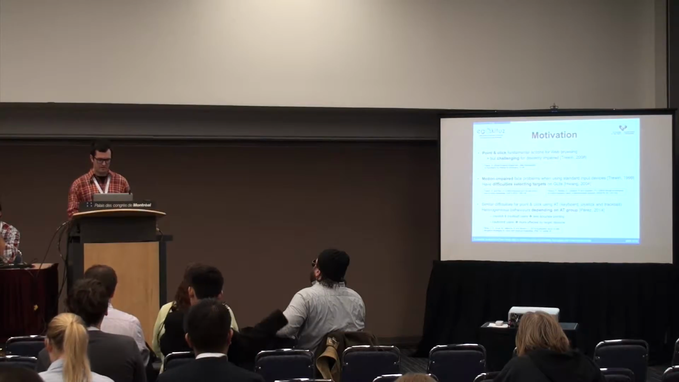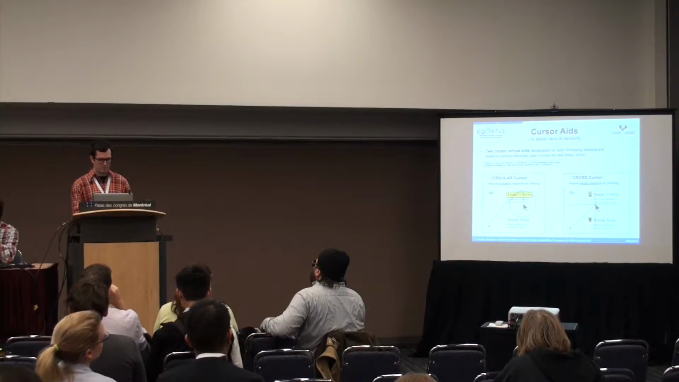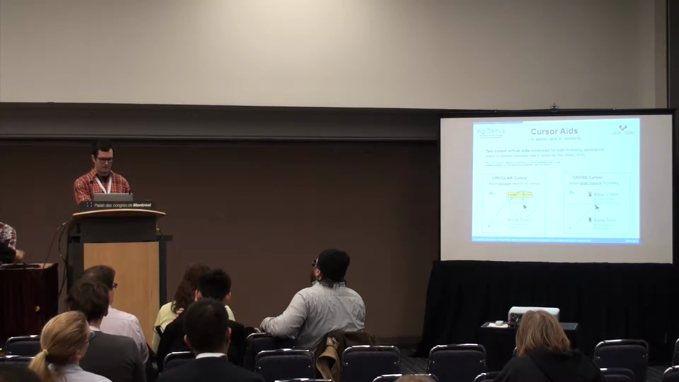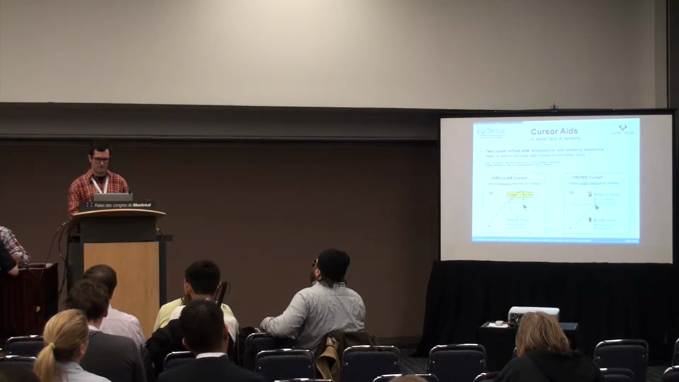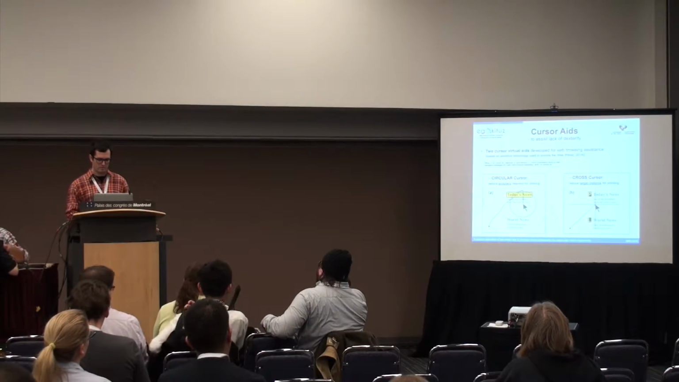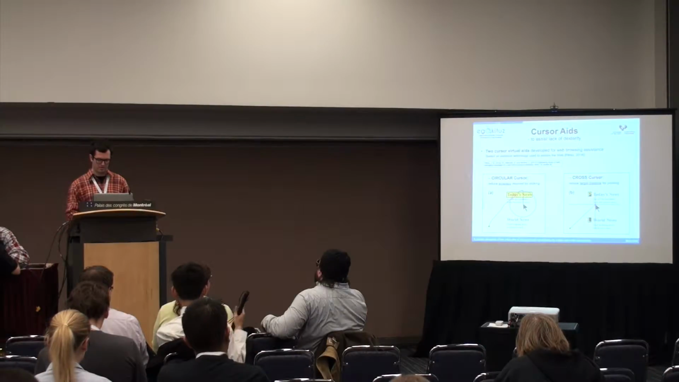Based on these findings and on the literature, we designed and implemented 2 different cursor aids as browser plugins. The first one, we call it the circular cursor, and aims at assisting joystick and trackball users by reducing the accuracy required for clicking. The second one, that we call the cross cursor, aims at assisting keyboard users by reducing the target distance for pointing.